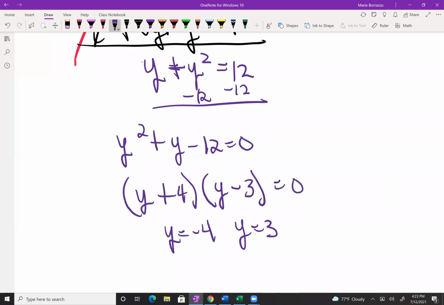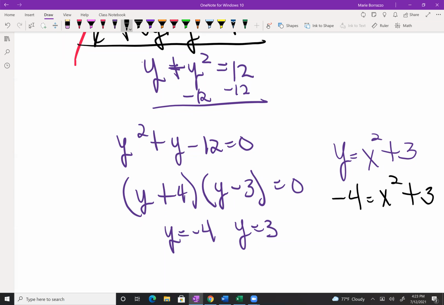All right, and now what I want to do is throw this into one of these equations. If I use the equation y equals x squared plus 3, I'm going to substitute in the -4. So -4 is equal to x squared plus 3, which gives me x squared is equal to -7. If you notice, that's an imaginary number. So we're going to have plus or minus i square root of 7, not necessarily a solution.